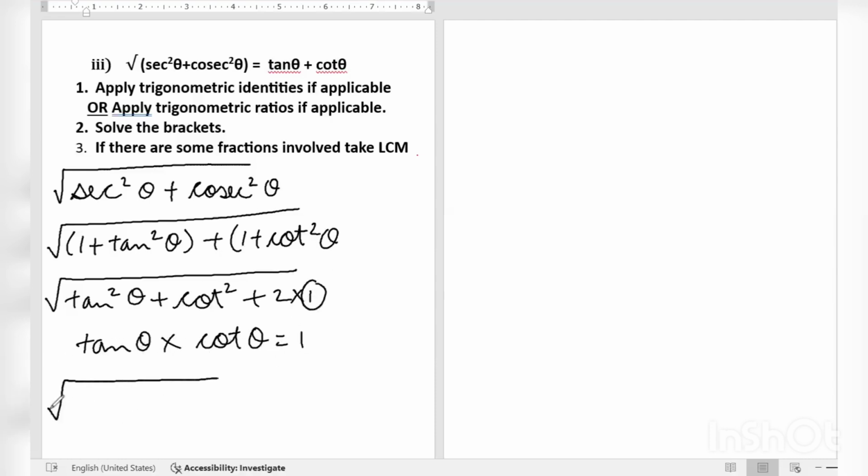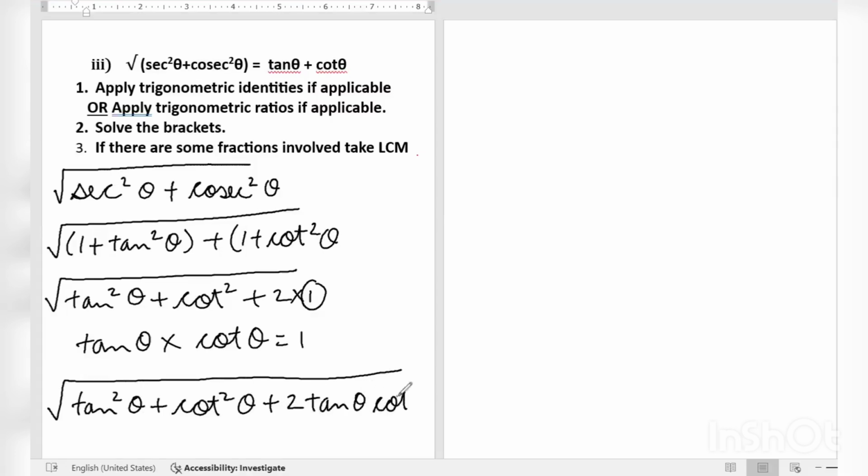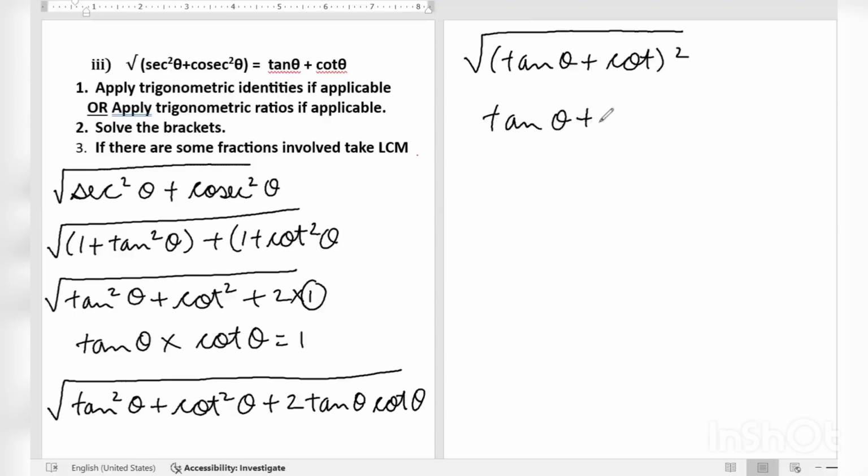So this 1 I'm going to replace with tan theta cot theta. So I'll have tan square theta plus cot square theta plus 2 tan theta cot theta. Now it's clear that this has turned into an algebraic identity, a square plus b square plus 2ab. So I can write it as (tan theta plus cot theta) whole square. So this square can be removed with the help of the square root. So I'll have tan theta plus cot theta, which is RHS. So this is equal to RHS.